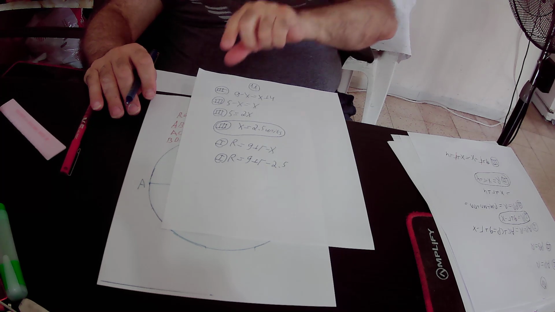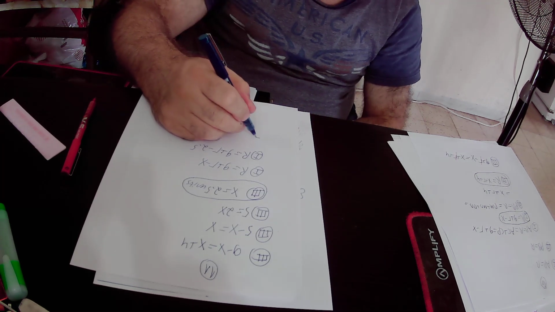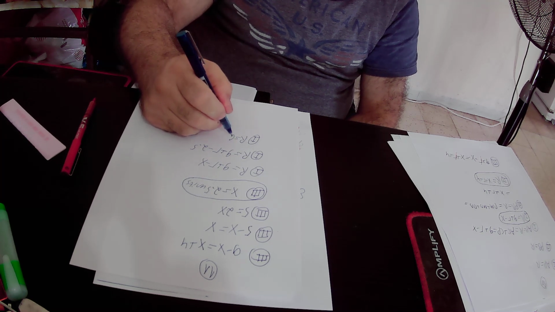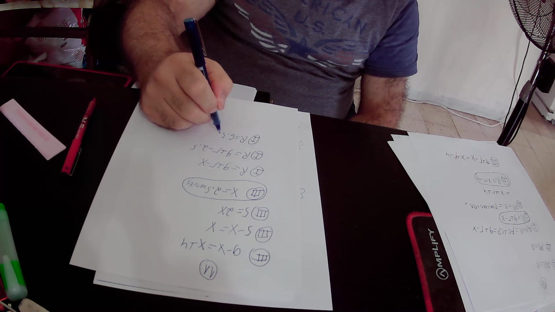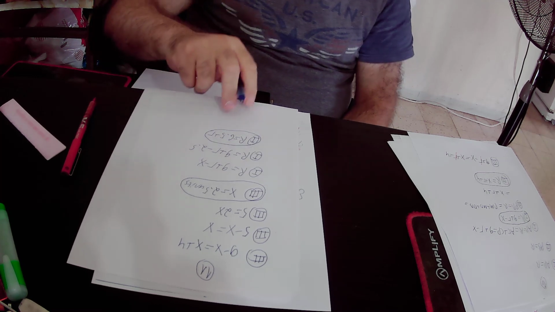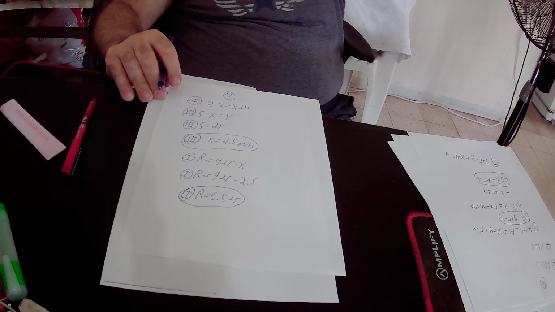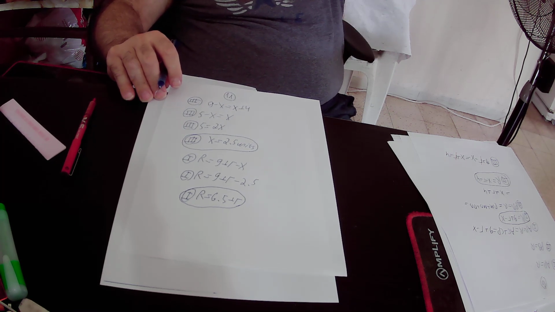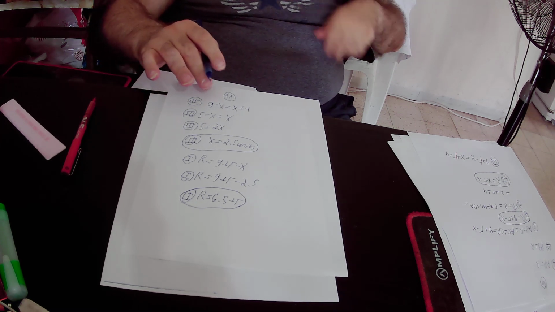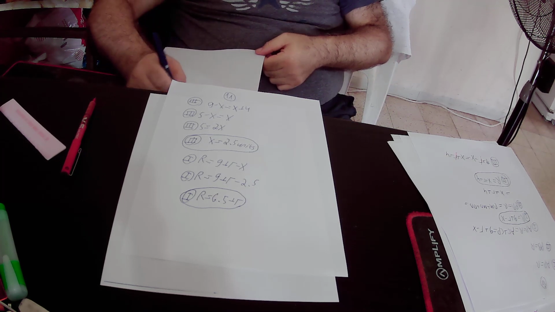9 minus 2.5 is 6.5. So in total we got that capital R equals 6.5 plus r. So the expression for capital R is that capital R equals 6.5 plus r, and we have already found out that x equals 2.5 units.